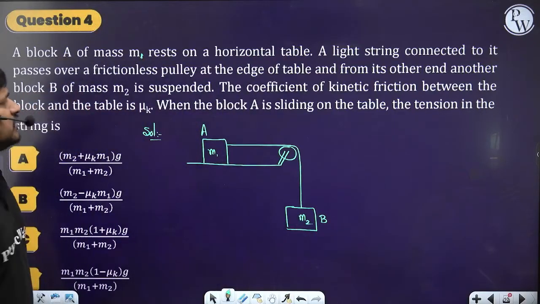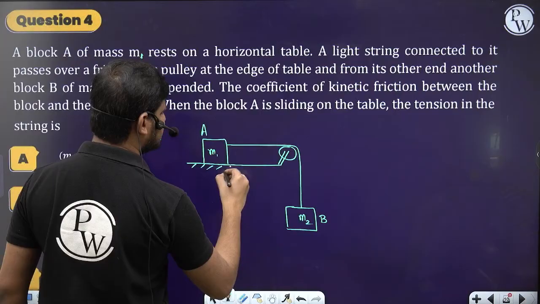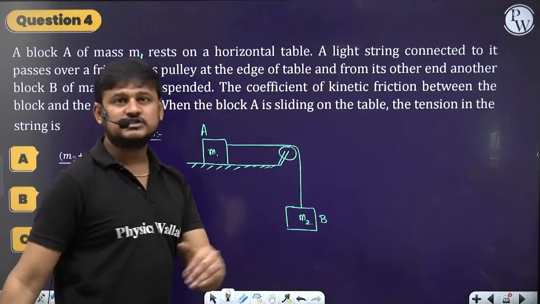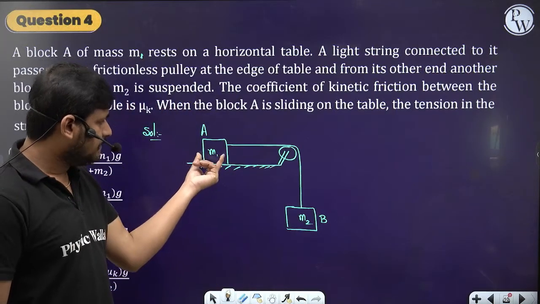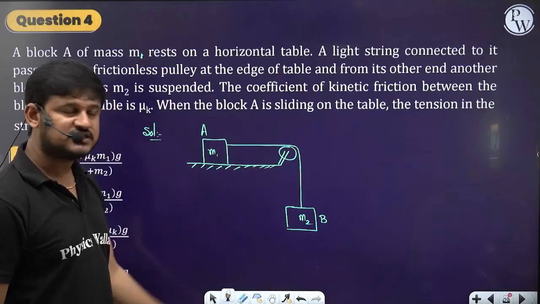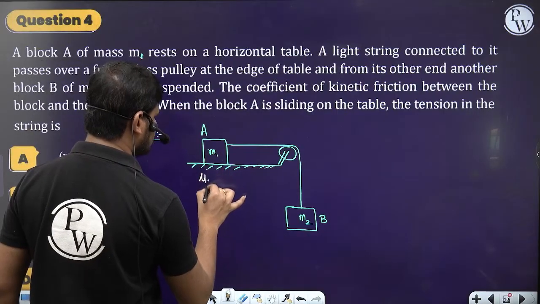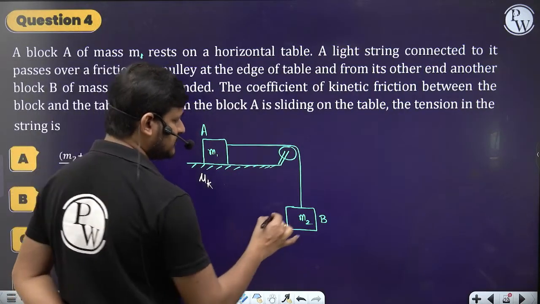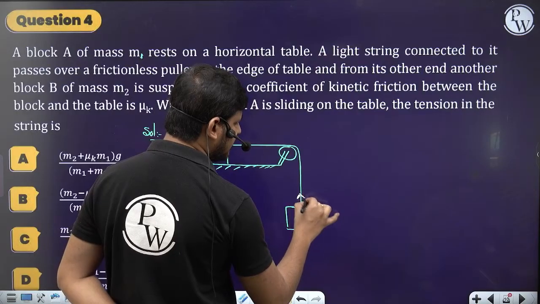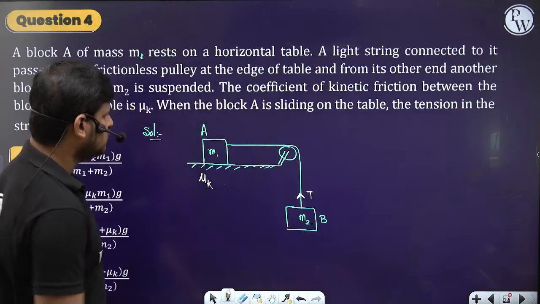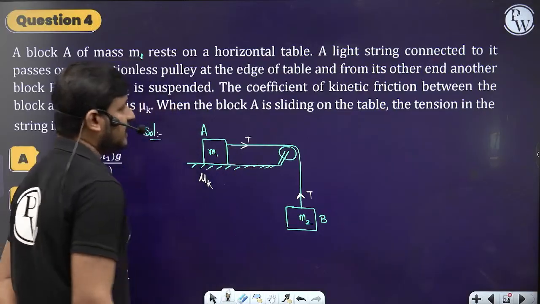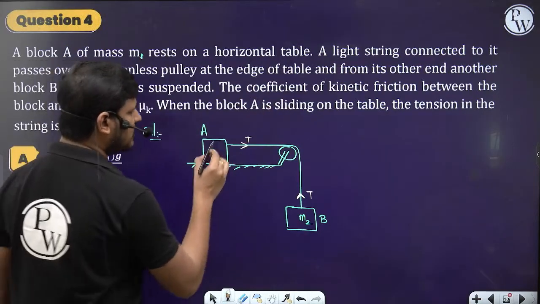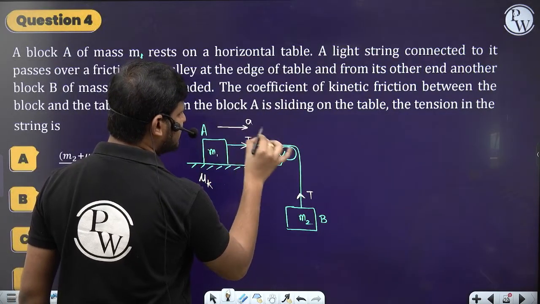Clear? So then the coefficient of kinetic, this is a rough surface. This horizontal surface is given as rough surface. So previously we solved the pulley questions where there is no friction, right? So here this mass M1 is placed on a rough horizontal surface. So what is the coefficient of kinetic friction? μk is given here, right? So then the tension in the string. So the first thing is here the tension T, and here the tension T, right? So what they are saying, when the block A is sliding on the table, means the block A is accelerating to the right.